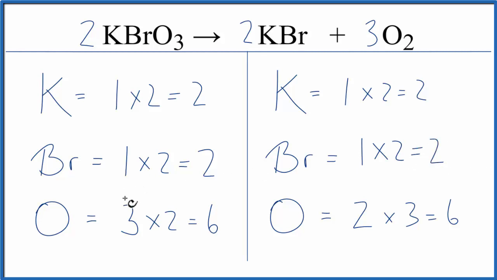The trick here really is to get this odd-numbered oxygen to an even number, so then you can go ahead and get these balanced. This is Dr. B with the balanced equation for potassium bromate decomposing into potassium bromide and oxygen.